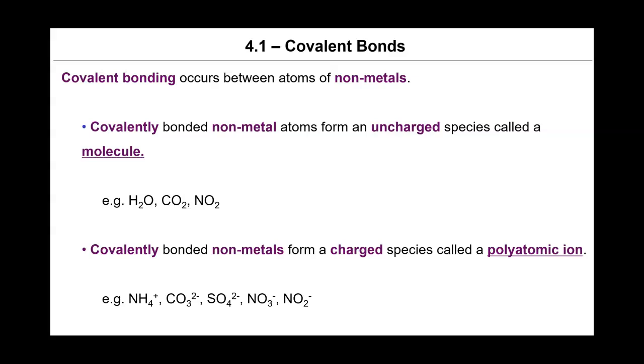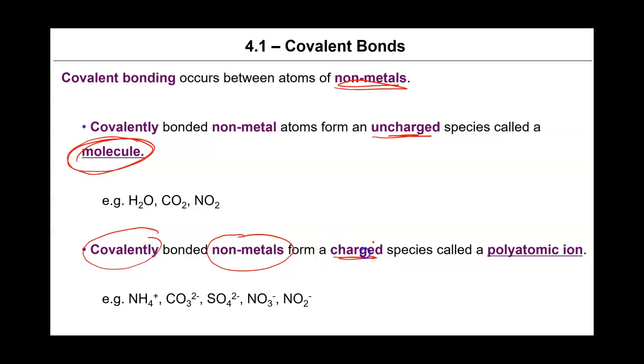So we observe that covalent bonding occurs between non-metals. When a group of non-metals are covalently bound together to form an uncharged species, the species that is formed is referred to as being a molecule. A classic example would be water or CO2 or NO2. Now it's also possible for non-metals to covalently bond together to form a charged species. And when they do, that species is called a polyatomic ion. So examples would be the ammonium ion, the carbonate ion, the sulfate anion, the nitrate anion, or the nitrite anion.